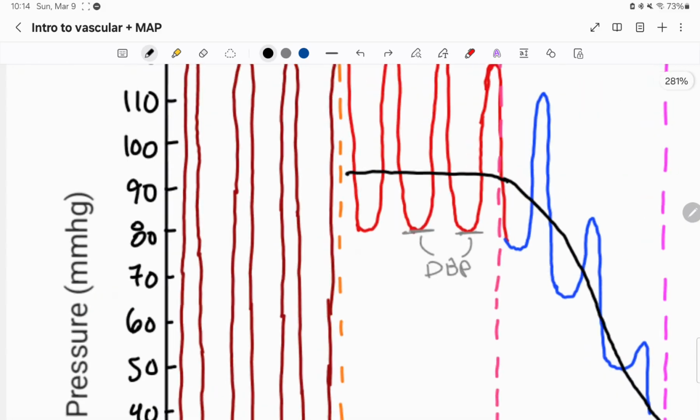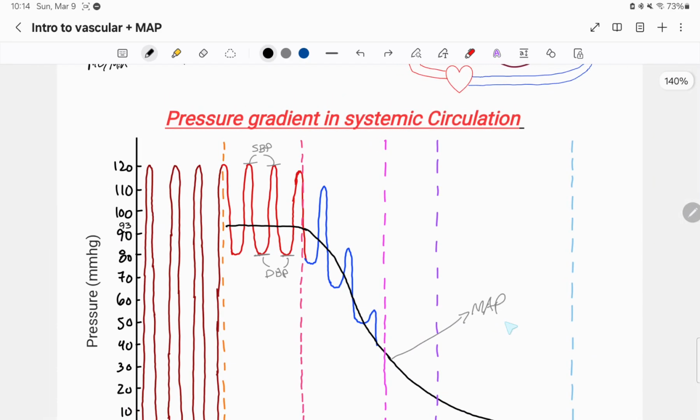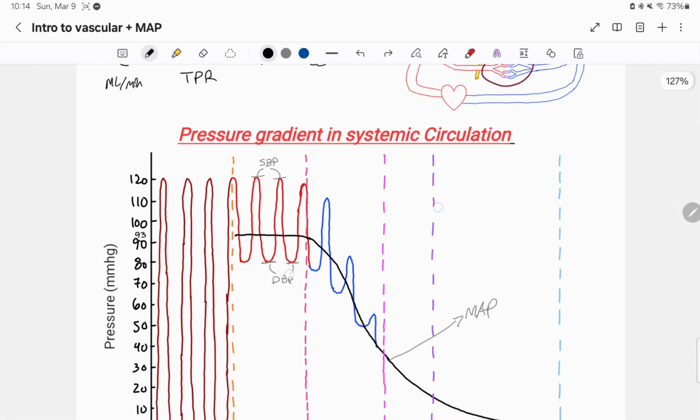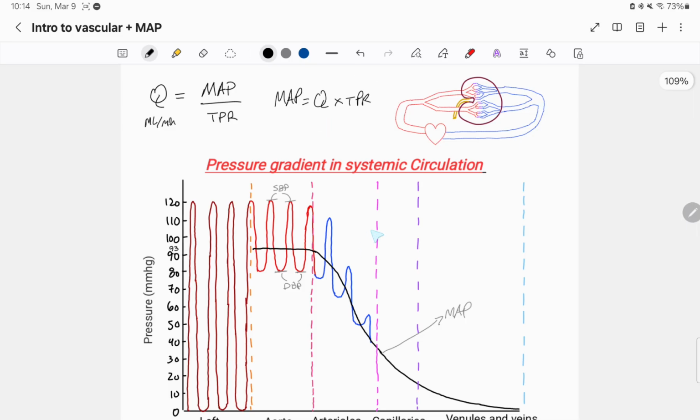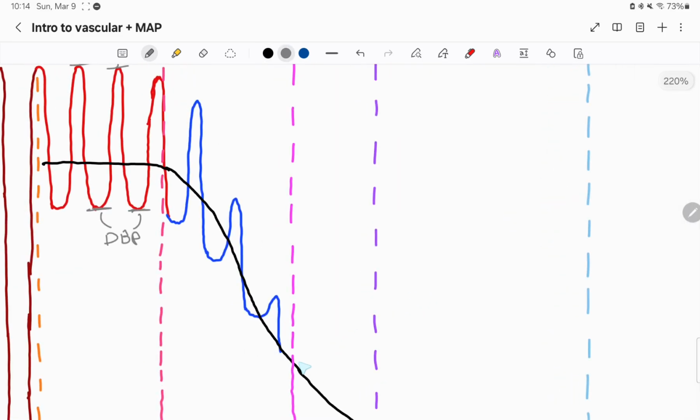So here, we can actually write it for you. It's around 93, and there it is, okay? The mean arterial pressure is 93. But how can you calculate it? So I said you can technically calculate it if you had these values, but what if we don't have these values right now? How else can I calculate it? Well, you can calculate it like this. Let's make this prettier.